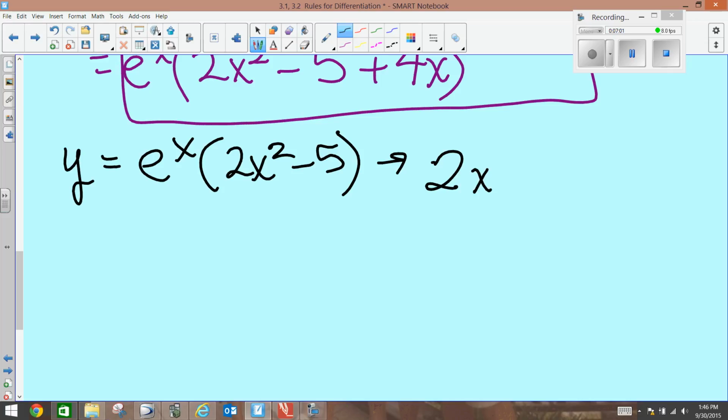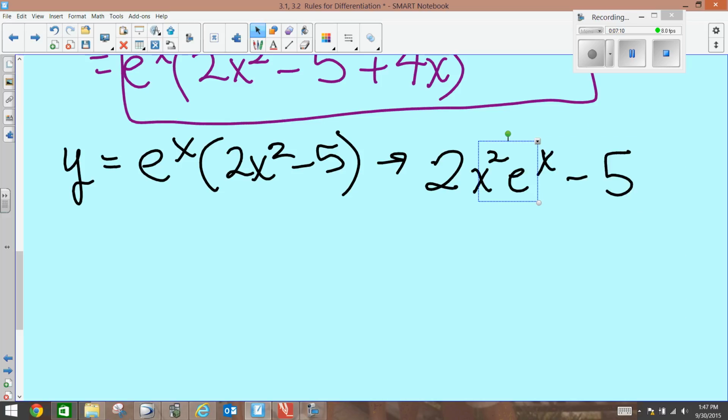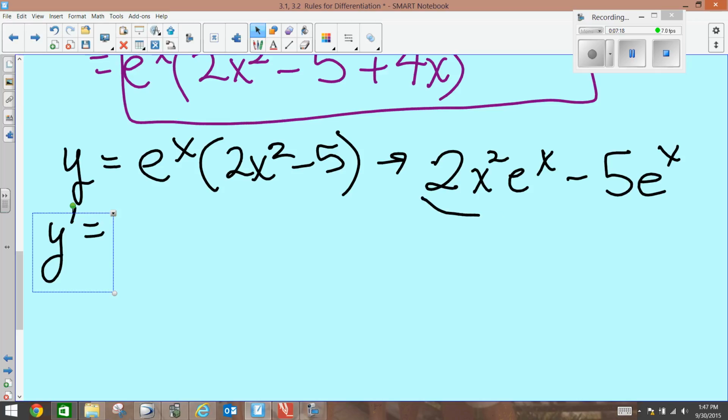2x squared e to the x. What's going on with that box thing? Oh, minus 5 e to the x. Okay. Now, if you notice, when we get to y prime, we're going to have a product rule anyway right here.